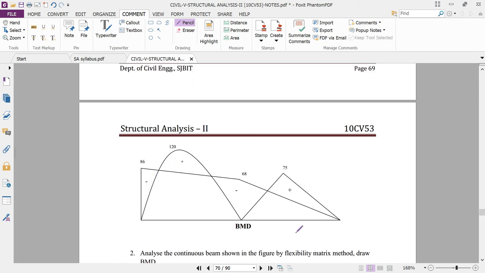So this is the final output diagram. This is a sagging moment, bending moment diagram that we have already plotted, and these are the hogging moments, 86 and 68. And by compiling these two moments, you will get the net bending moment diagram.